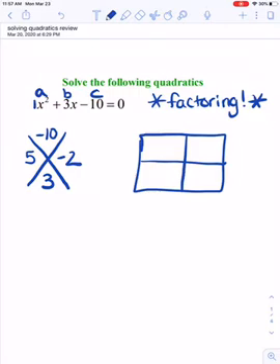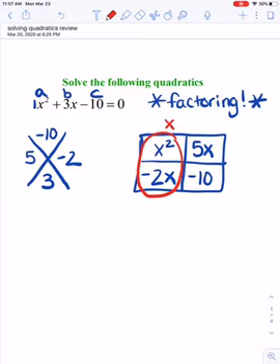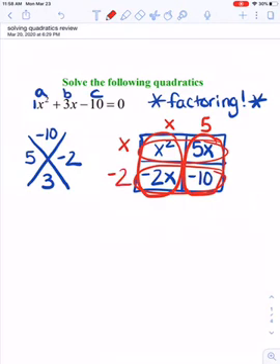So now that I have my x that works, I'm going to go to my box. I put my first term in the first box, last term in the last box, and my two terms from my x, so 5x and negative 2x. Again, from here, I just go ahead and pull out my greatest common factor. So it looks like I can pull an x out of this first column. The second column looks like I can pull out a 5. The first row looks like I can pull out an x. And this last row looks like I can pull out a negative 2.